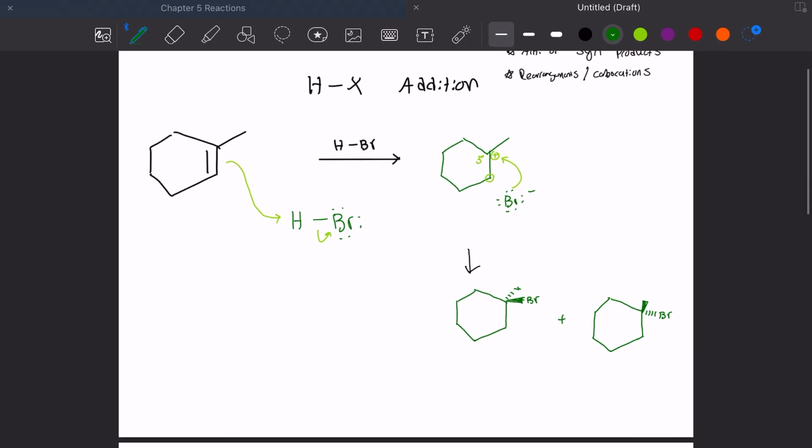And that's basically the end of this reaction. It's pretty straightforward, pretty simple. You want to form the most stable product, and luckily we didn't have to do any rearrangements or any hydride shifts or methyl shifts.